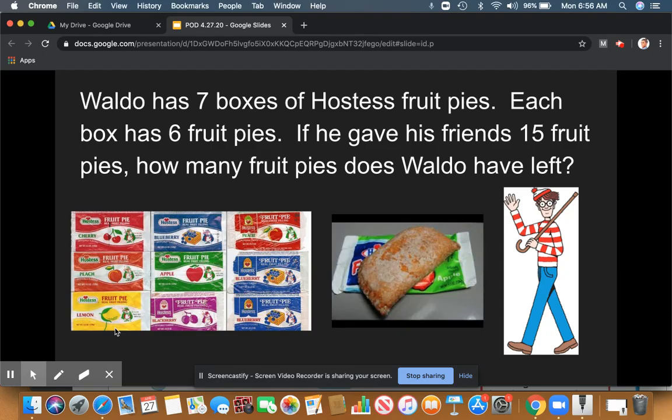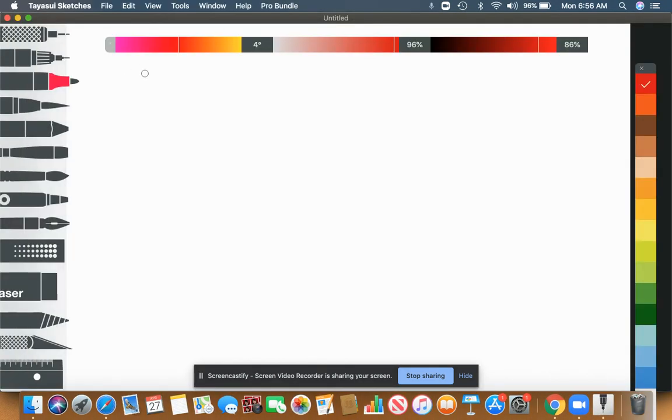Alright, welcome back, guys. Hopefully you were able to solve the problem, or at least some of it. Let's go ahead and go over this now. The first thing I see is that I need to figure out how many fruit pies Waldo actually started with. I'm going to set up a multiplication problem to figure that out. It says he had 7 boxes of fruit pies, and in each box there were 6 fruit pies. So I'm looking at the equation 7 times 6.